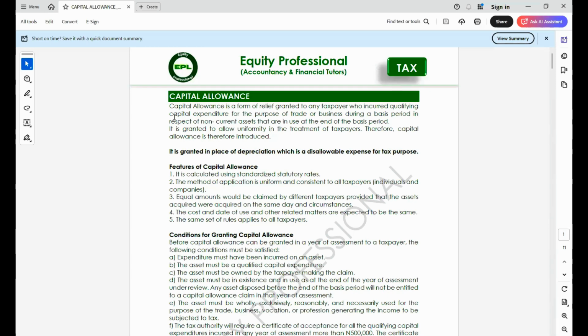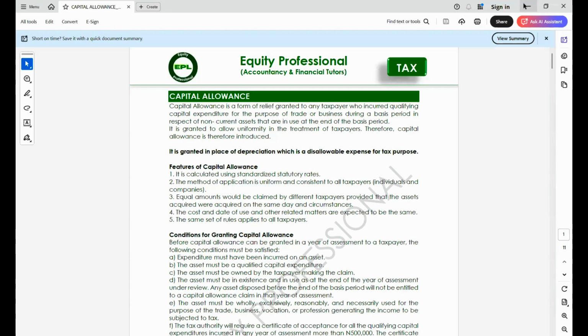So you have to apply a uniform rate. As a result, capital allowance was introduced to allow for uniformity in the application of taxpayer activity. The capital allowance available to business is going to replace the depreciation usually charged under our financial accounting. In essence, depreciation is now going to be a disallowable expense.